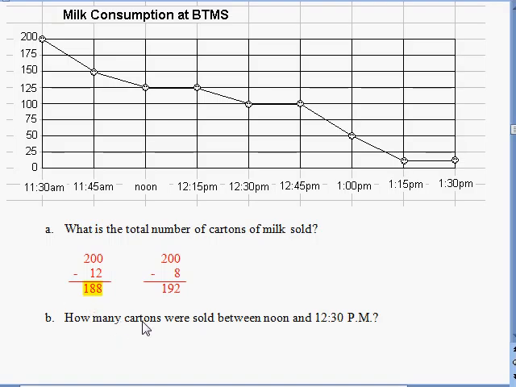The next question says, how many cartons were sold between noon and 12:30? The one thing that you need to be careful with this right here is they're asking you noon to 12:30, so they're actually spanning two intervals, not just one. So at noon they had 125. At 12:30 they had 100 cartons of milk, so they must have sold 25.